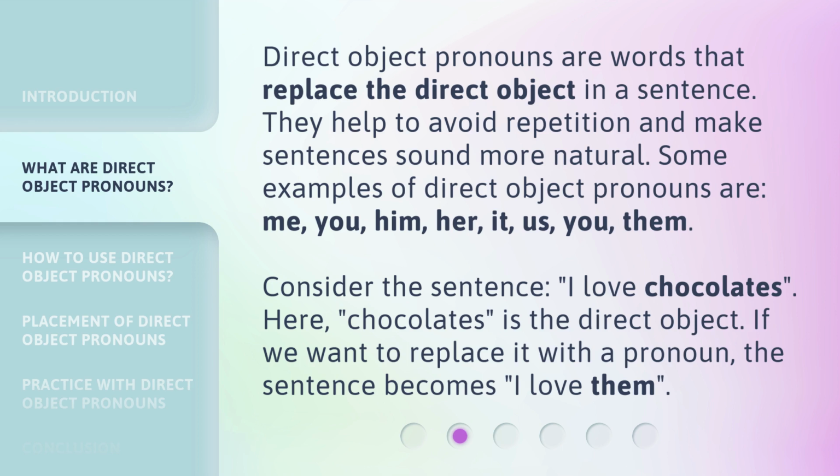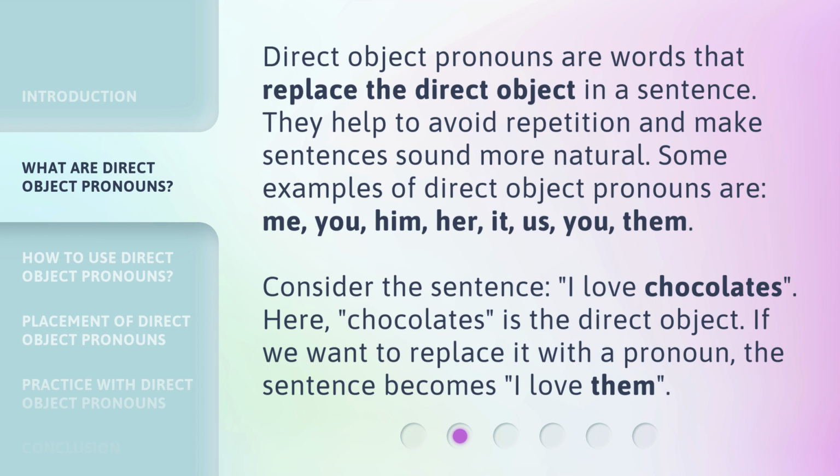Direct object pronouns are words that replace the direct object in a sentence. They help to avoid repetition and make sentences sound more natural. Some examples of direct object pronouns are me, you, him, her, it, us, you, them.